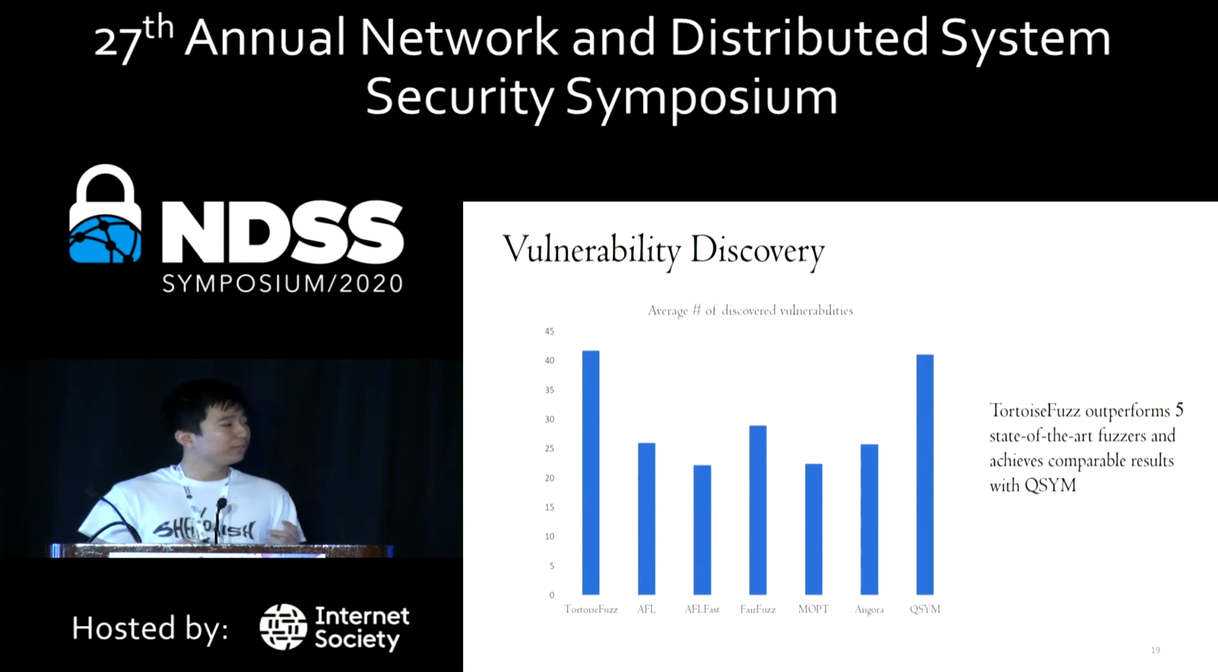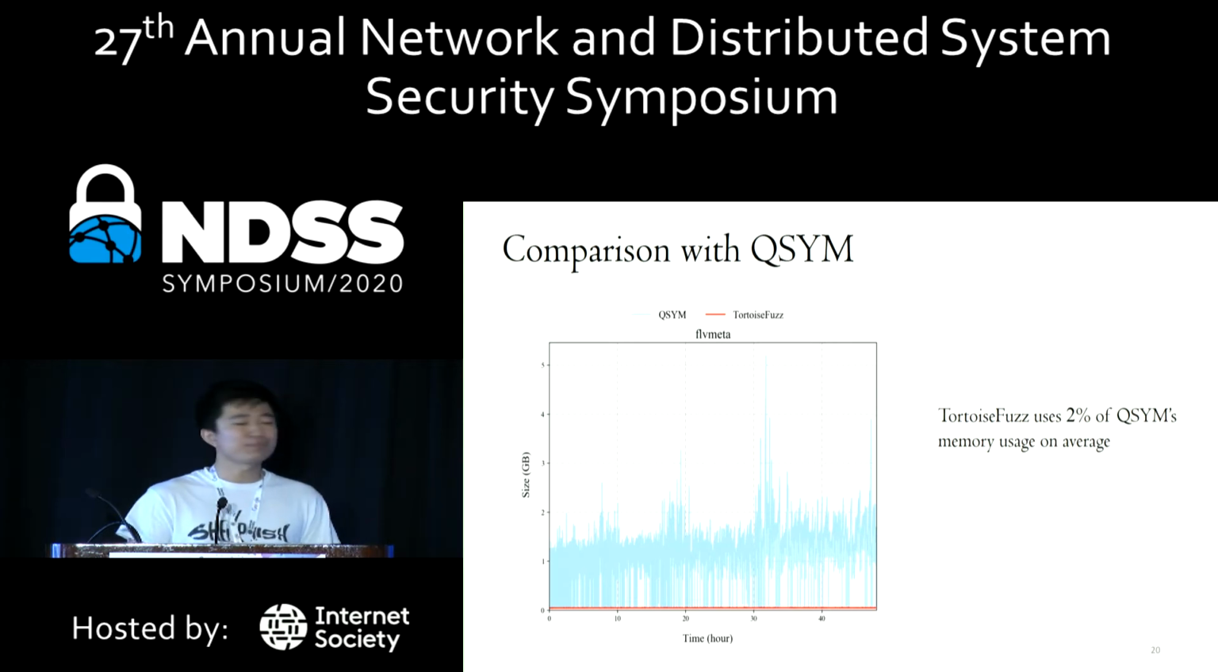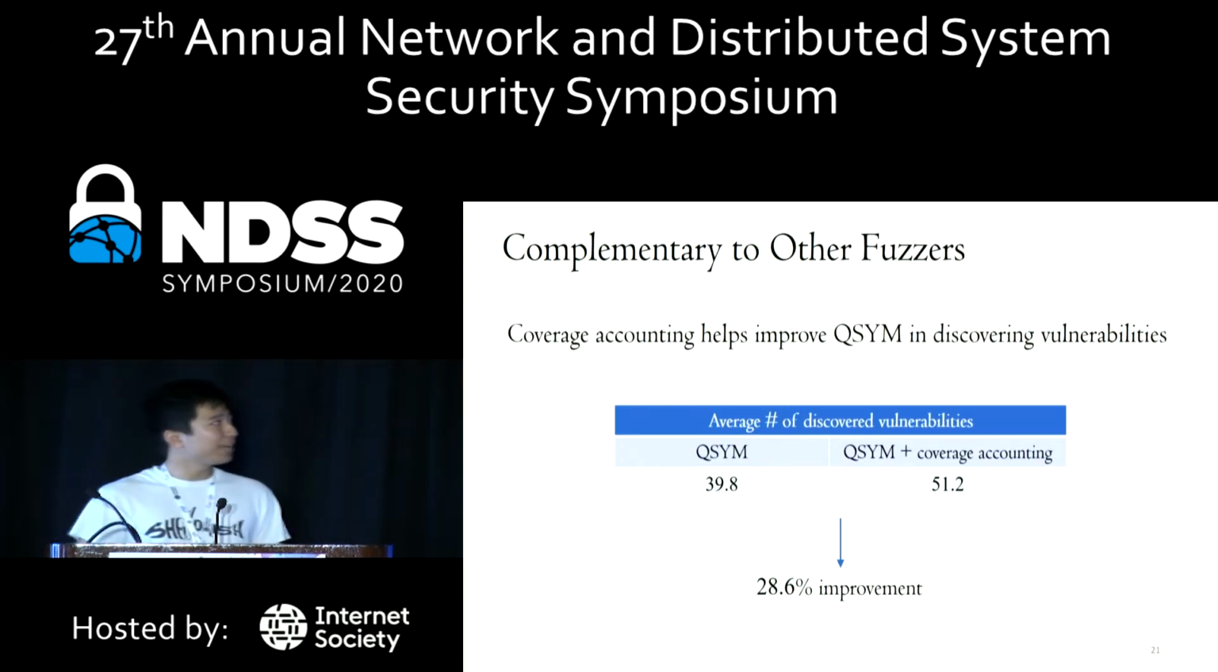And then to dive a little bit deeper into the comparison between TortoiseFuzz and QSYM, we measured their memory usage. This is actually a very representative memory usage figure here. TortoiseFuzz, on average, only uses 2% of the memory usage of QSYM. But it doesn't matter much, actually. We claim that coverage accounting is actually complementary to other fuzzers. To demonstrate that, we implemented coverage accounting on QSYM itself, and it helped QSYM get around 30% performance improvement.